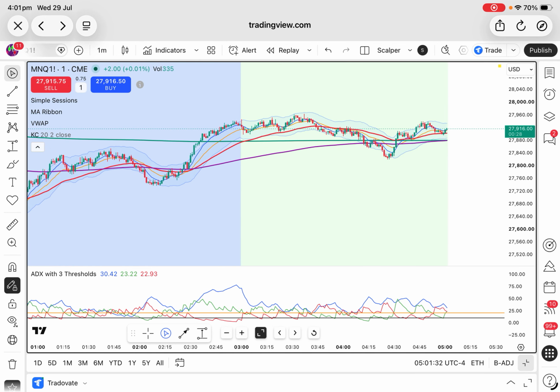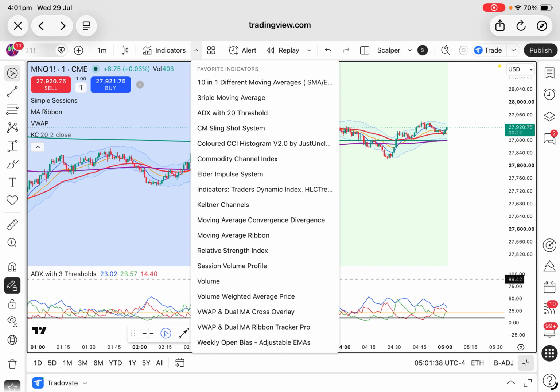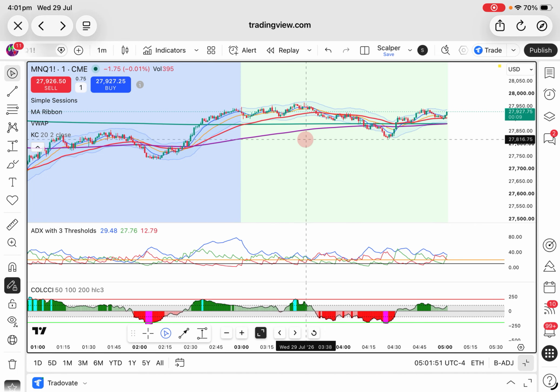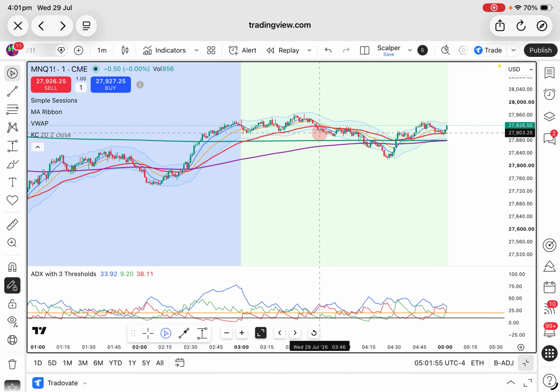Sometimes you will see down the bottom here, I'll have different indicators. In my last video, I did have the commodity channel index. You don't have to use that. I just used that as an example, okay? We don't need the 50 CCI because we already have on the chart the red line, which is a 50 EMA. But yeah, sometimes you'll see different indicators.